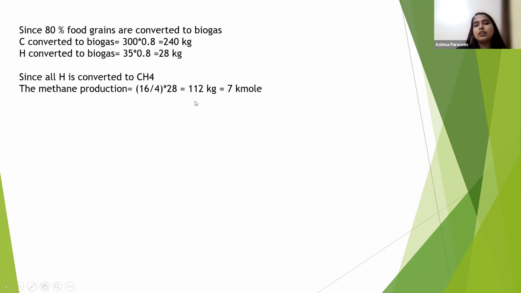methane. So we'll convert into moles: 112 divided by the molar mass of methane, and we will get 7 kilomoles, because our mass here is in kg. We will divide by the molar mass in grams, and we will get the overall unit in kilomoles, or 7,000 moles.